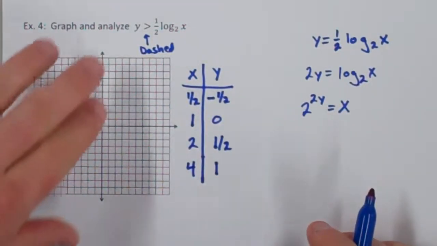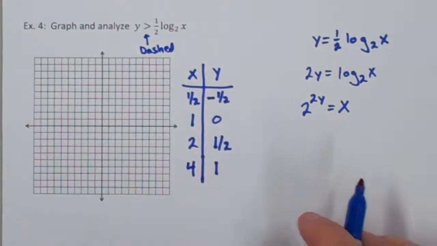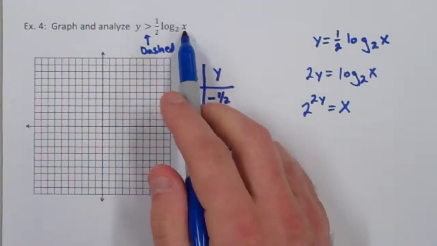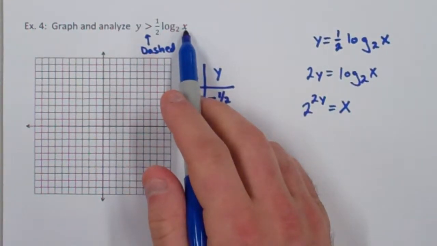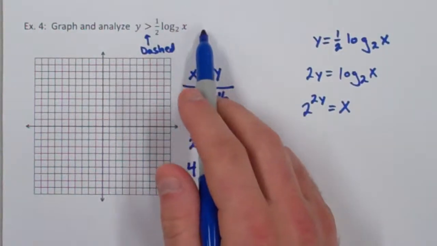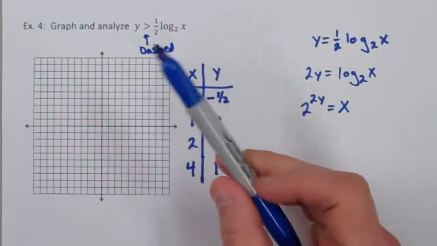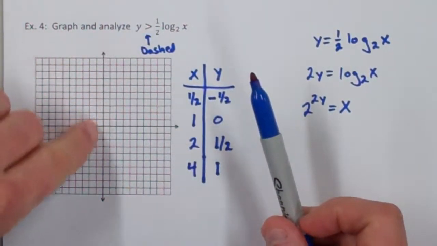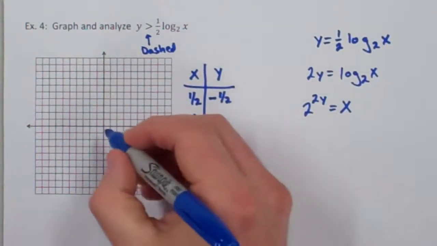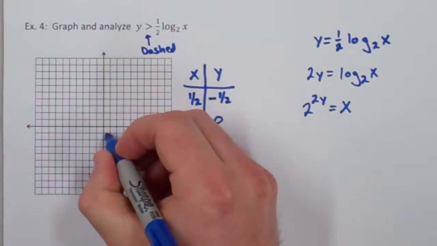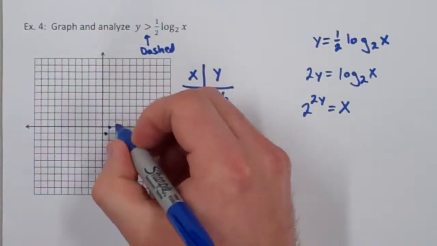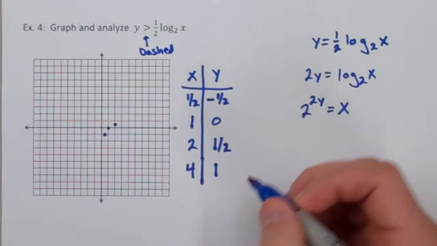Remember that when we graph this, it's going to be dashed. We've made a note of that up here. So we're going to plot these points. We're just going to connect them in a dashed line. Also note that there is no shift in the left or right direction. There's no number here hanging out by x that's inside parentheses. And so our vertical asymptote will be the y-axis right here, or the line x is equal to 0, same thing. So let's plot these. We got 1/2, negative 1/2. We have 1, 0, 2, 1/2, and 4, 1.